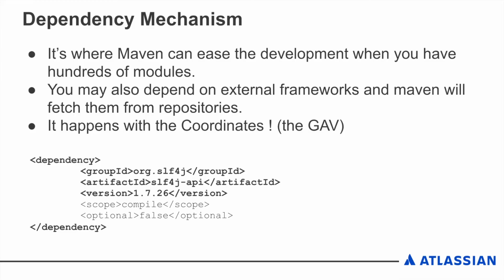So this is the most prominent feature of Maven, the dependency resolution mechanism. And this is actually where Maven can ease your development when you have hundreds of modules. And you can also depend on external frameworks, and Maven will fetch them from the public repositories easily. You only need to define the group ID, artifact ID, and version for your dependency. This could be either one of your modules or an external dependency, like in the example slf4j-api, and it will be fetched from the central repository by default.